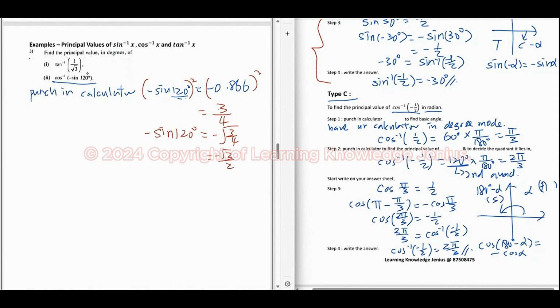Bear in mind, sine 120 is in the second quadrant, so it's positive with a negative in front. So I put a negative at the back. After you have this, you may then say this is equivalent to inverse cosine of negative square root 3 over 2. So this is one method you can use to do the question.